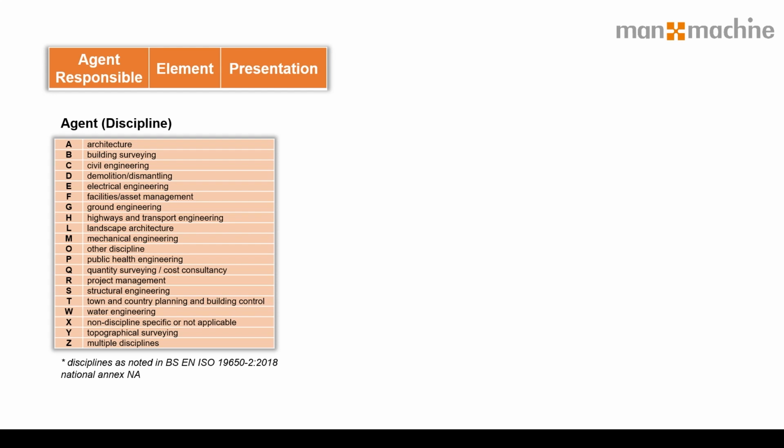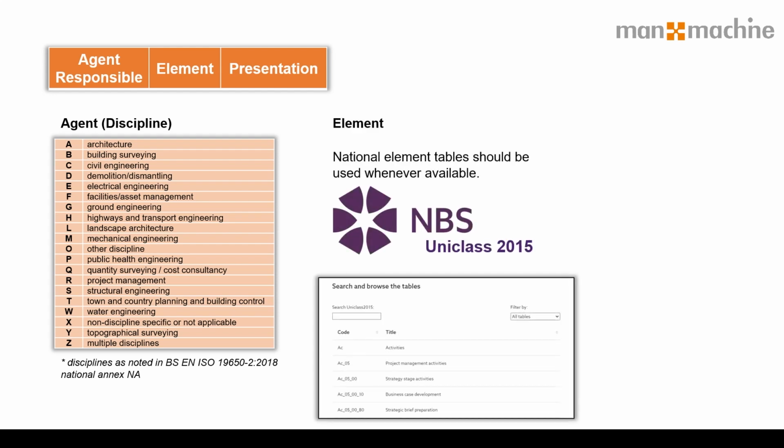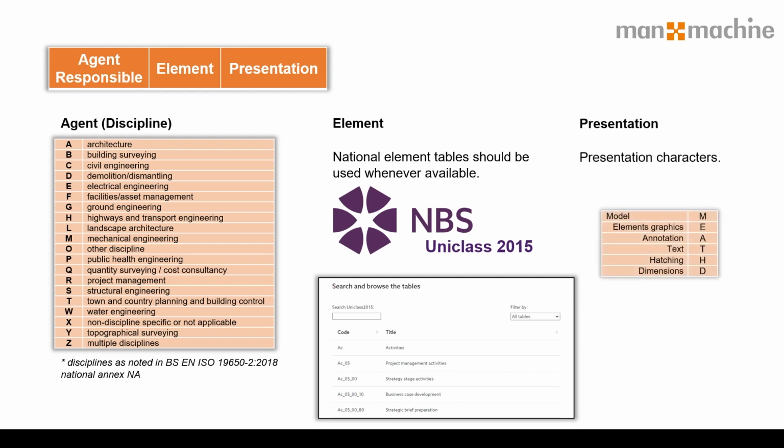Then the second part you'll see is element. In the UK, our national standard for classification is set out by the NBS and is Uniclass 2015, which I'll go into a little bit more shortly. And then the final part will be the presentation characters. I've listed some on screen just to demonstrate. For example, whether it's a model, text, hatching, dimensions, or other elements, there are a number of presentation characters listed in the standard you can use.